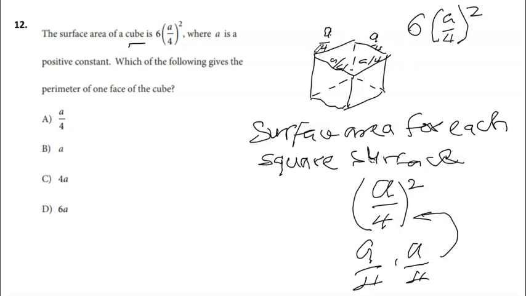Here we are only considering one surface. So if you start from one point here, you just go 1, 2, 3, 4. So our answer is a over 4 plus a over 4 plus a over 4 plus a over 4, which will give us a, right? Because when we add all these, we're going to end up with 4a over 4. 4 cancels out, and we get this.